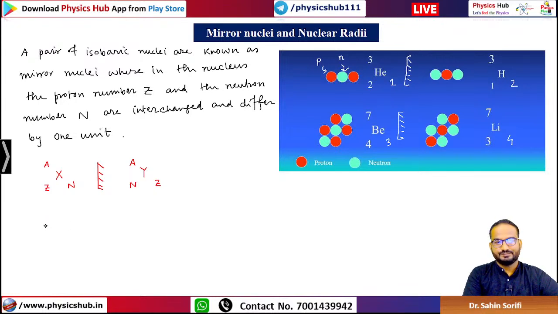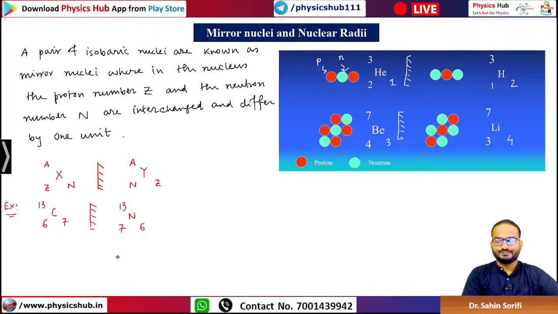For an example, 6C13. What is its neutron number? It is 7. So it is like the mirror image: 6 and 7 will become 7 and 6, right? 7 6, and the mass number will be unchanged. So 7 is nitrogen. So these are the examples of mirror nuclei. As you can see, they are differing by 1 unit.